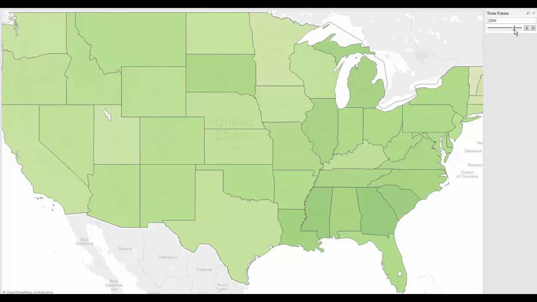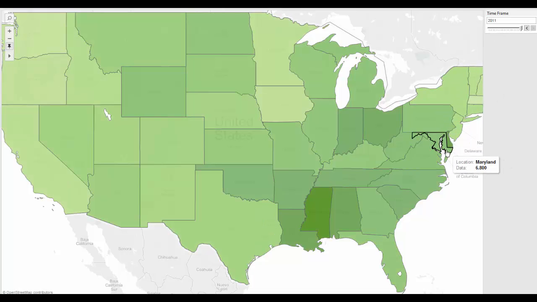If we skip ahead to 2011, we see that Washington, D.C. has decreased all the way down to 7.5, a decrease of 64%, whereas Mississippi has only decreased to 9.4, which is 22%.